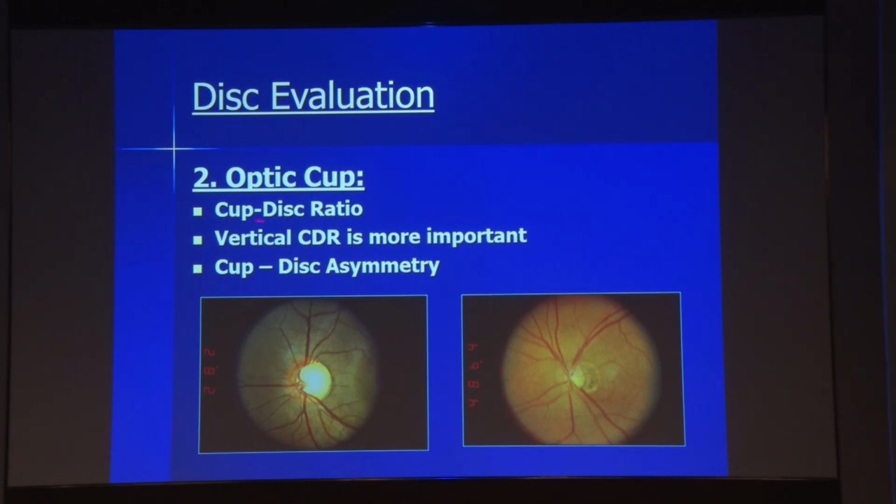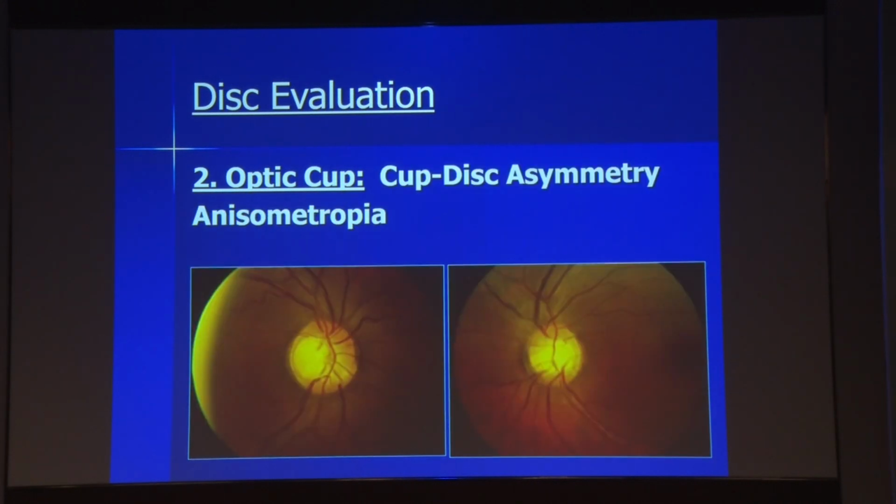The cup disc ratio is a standard. The vertical cup disc ratio is more important. You need to see how much the cup disc ratio is in the vertical manner, and then any cup disc asymmetry you need to evaluate. And then the next thing that comes is the anisometropia. What is the size, again, between the two eyes, a larger disc in one eye compared to a smaller one in the other eye.